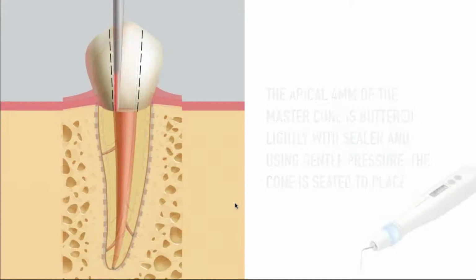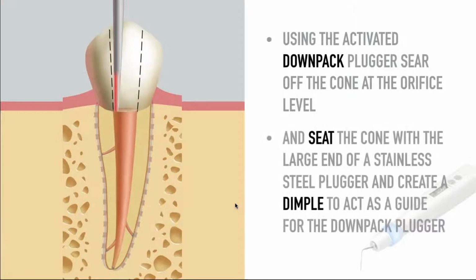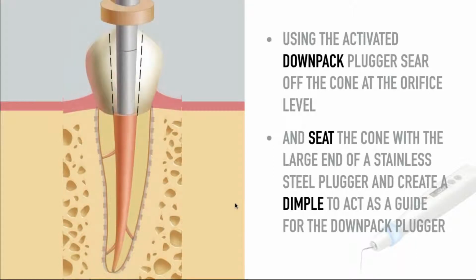And then what we do is we sear off our cones with our down pack plugger. Sear off all the cones right at the orifice level. Then with a sterilized stainless steel plugger, I seat the cone and create a little dimple in the coronal aspect of that cone to act as a guide for my down pack plugger. So I sear off the cones, and in canal number 1, I take the large end of the stainless steel plugger, seat the cone, and I will get some vertical movement at this point, and create a little dimple to act as a guide for the down pack plugger. I repeat this with canal number 2, canal number 3, and then canal number 4 if we have 4 canals.